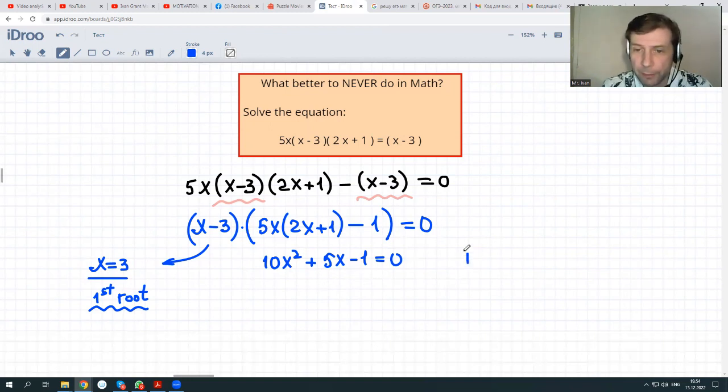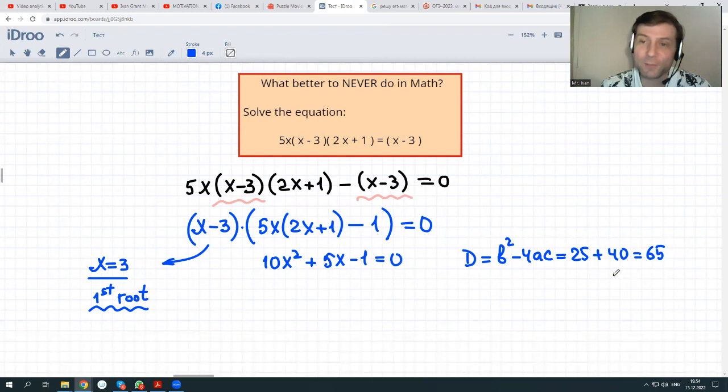Let's find D, the discriminant. It's b squared minus 4ac, and it's equal to 25 plus 4 times 10 times 1, because minus and minus here, 40. So we'll have just 65. Not so comfortable a number to have under the radical. This problem is made out of the top of my head, nothing special, but we can find roots anyway.